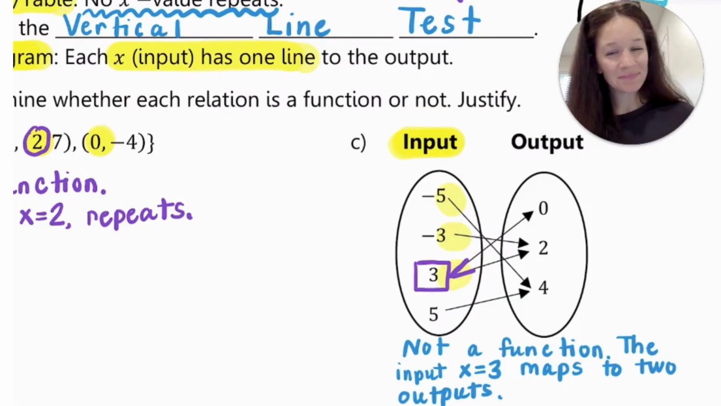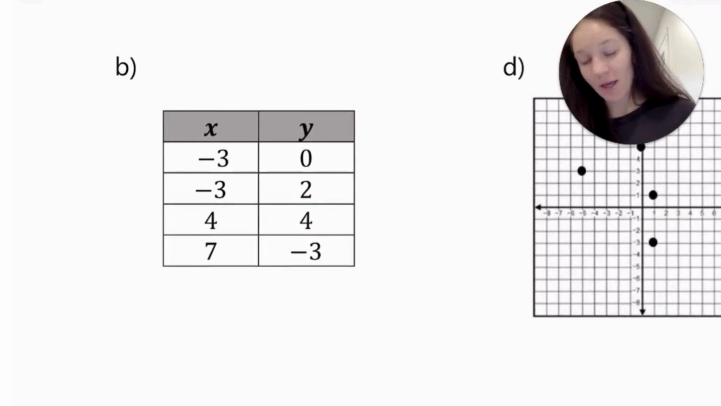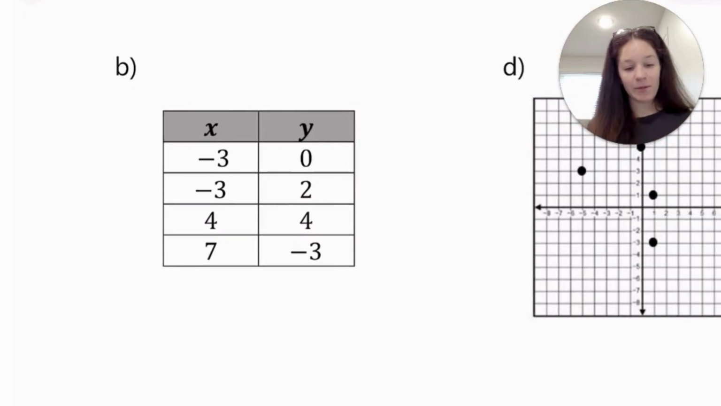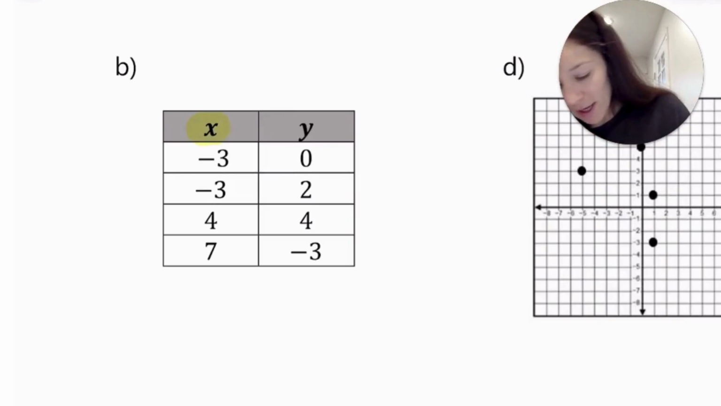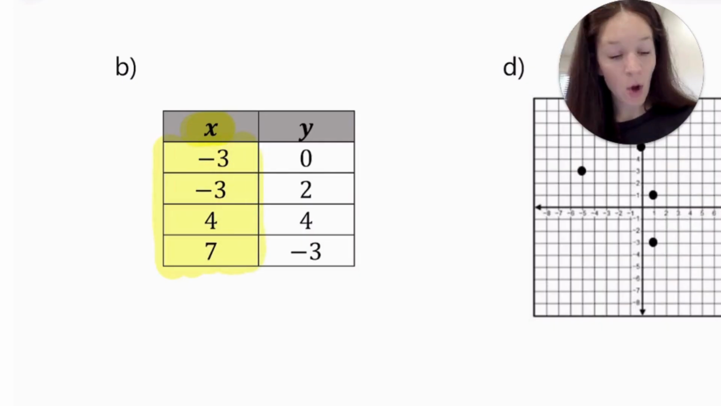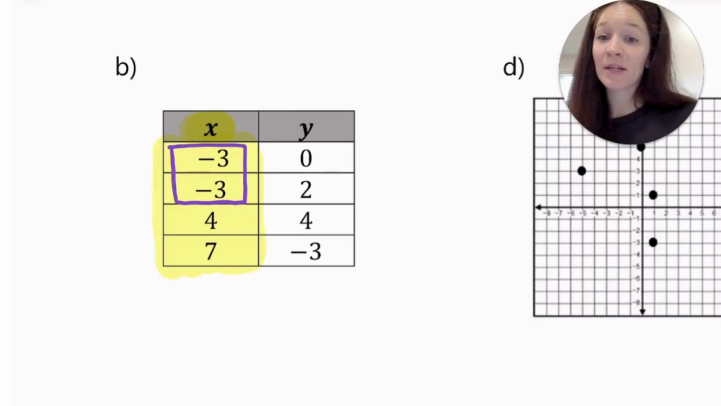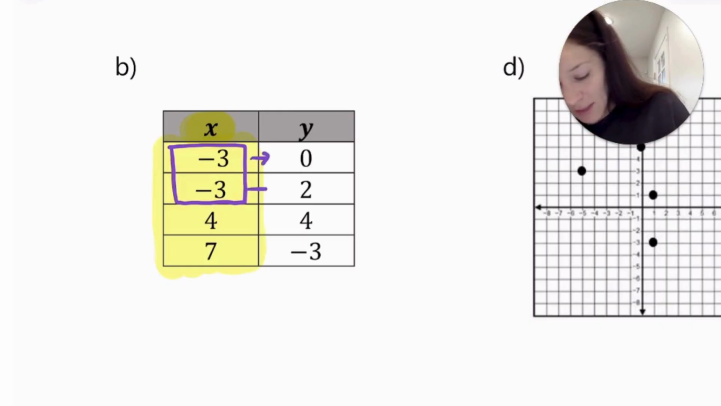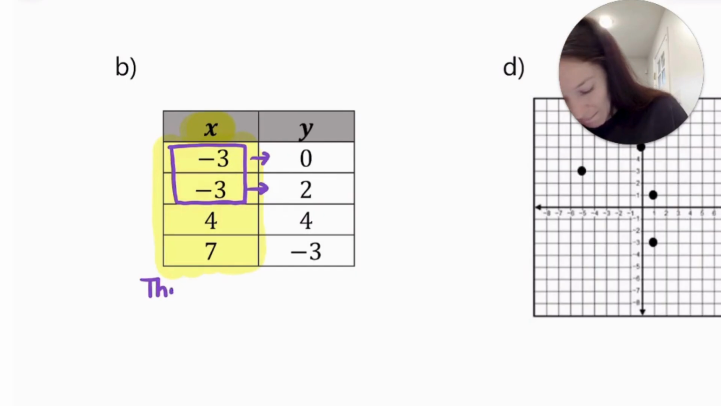Okay? All right. Moving right along, we have a table. So I gave you one of everything here, so you can be exposed to all of them. So looking at this table, once again, we're only looking at the x. I do not care what's happening in the y. I only care to see if the x values repeat. And hopefully you see right off the bat that that -3 repeats. -3 is mapping to 0, and -3 is mapping to 2. So this, once again, is not a function.